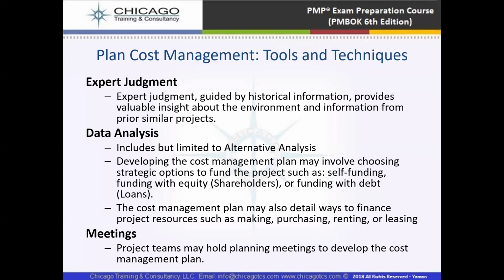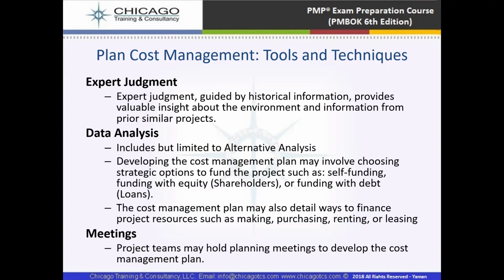And we have data analysis, which we can say is alternative analysis, which can involve choosing strategic options to fund the project, such as self-funding, or with equity, with shareholders, not stakeholders. So it's called self-funding with equity, or funding with debt, meaning we are funding this project with loans. And the cost management plan covers the detailed ways to finance project resources, such as purchasing, renting, or leasing. And we have meetings to discuss how to properly prepare a cost management plan.